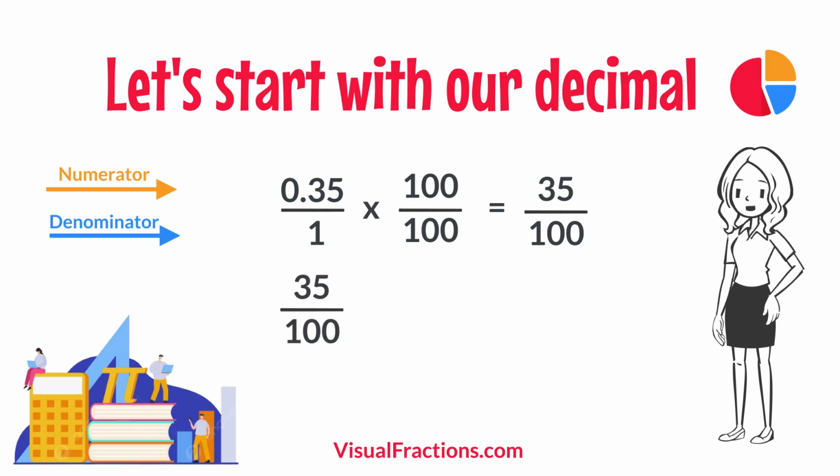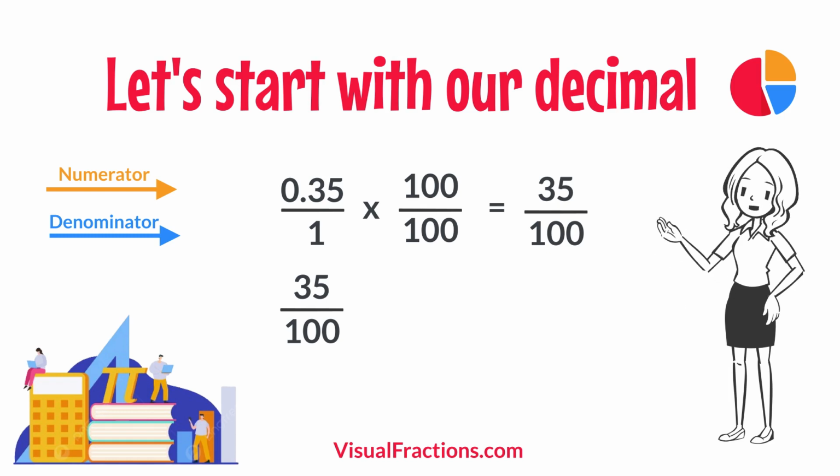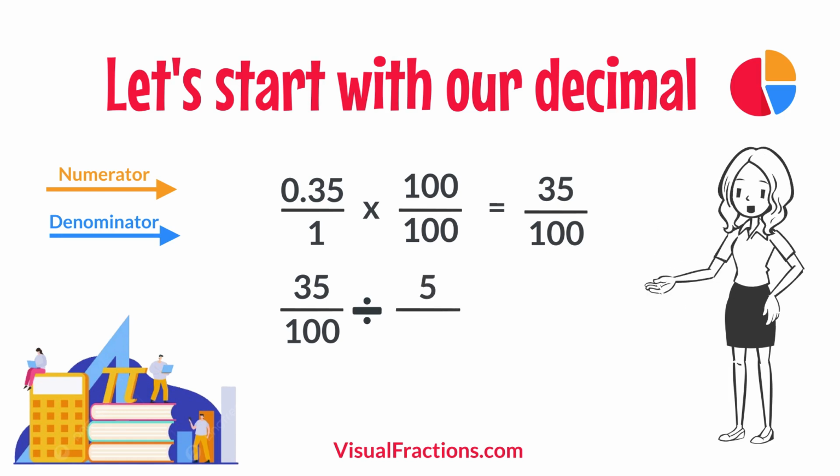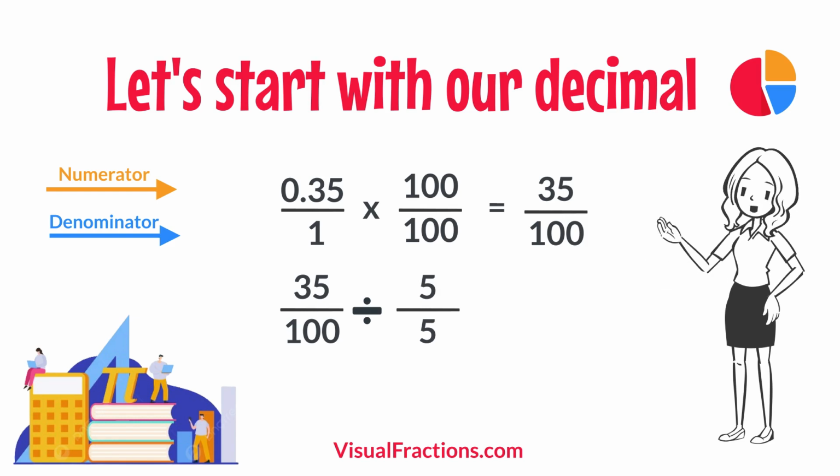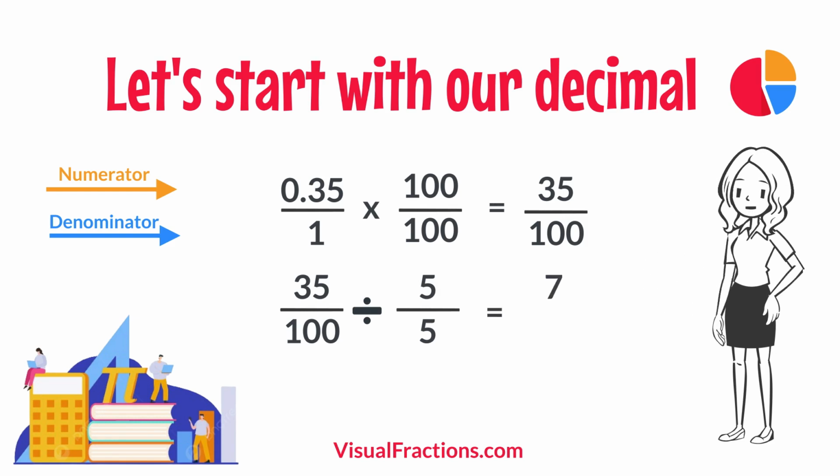Next, we simplify. Both the numerator and the denominator in 35/100ths are divisible by 5, the greatest common divisor. Divide 35 by 5 to get 7 and divide 100 by 5 to get 20. So, 35/100ths simplifies neatly to 7/20ths.